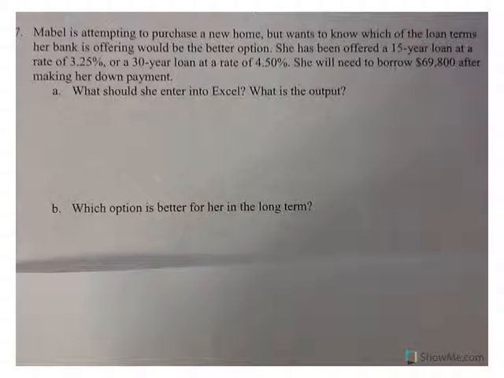All right, number 7. Mabel is attempting to purchase a new home, but she wants to know which of the loan terms her bank is offering would be a better option.